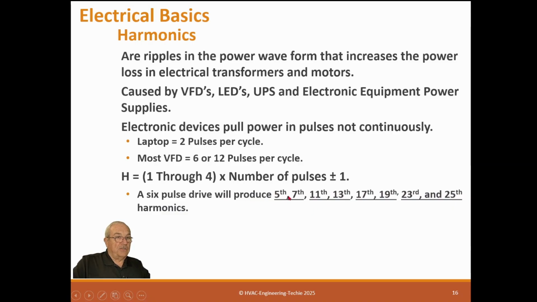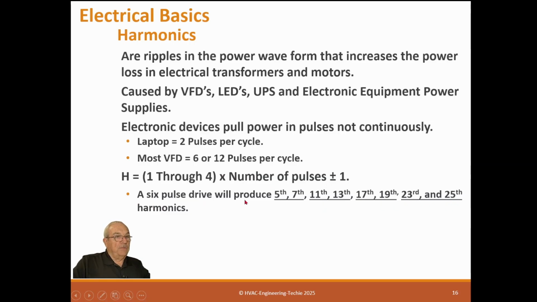So if you had 6 here, you'd be 5th harmonic and 7th harmonic. And then you take a pulse and you multiply it times 2, the next number here. And that would be 12. So it'd be minus 1, plus 1, would be 11 and 13. The next one is you multiply times 3, the third number here, and you get 18. So it'd be minus 1, 17, plus 1 is 19. And the last one, 4, is 24, and that would be 23rd and 25th harmonics.